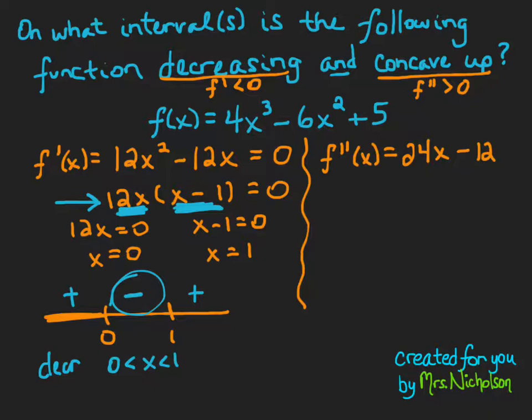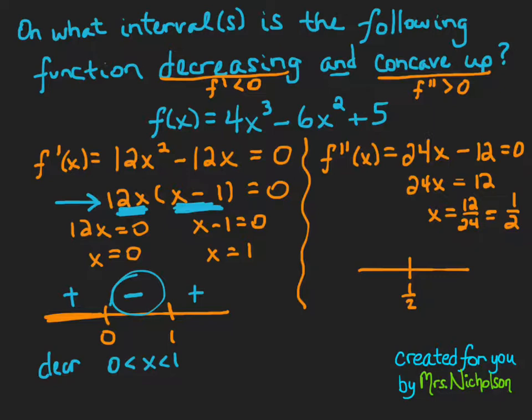Now again, if I'm looking for intervals of concave up or concave down, the first thing I want to do is find the zeros. So I'm going to set this equal to 0, and I need to solve for x. Well, if 24x minus 12 equals 0, then 24x equals 12, and x equals 12 over 24, or 1/2. So x equal to 1/2, that's my only 0 for the second derivative. Now again, I'm going to do a little number line, and I'm going to put 1/2 on there.